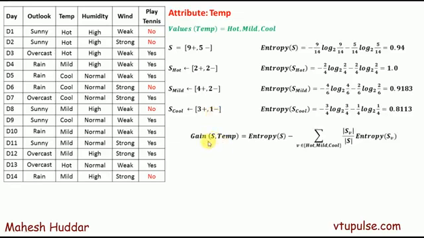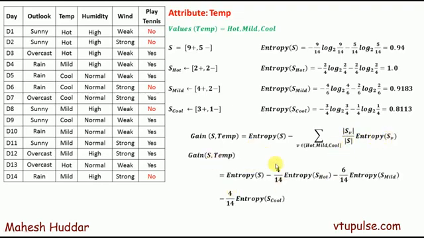Similarly, we use the gain formula, gain of temperature with respect to S, which is equivalent to entropy of S minus, in this case, these are the 3 values: hot, mild, and cool. So cardinality of S hot divided by cardinality of S, entropy of S hot, minus S mild divided by S, entropy of S mild, and the third time it will be cardinality of S cool divided by cardinality of S, entropy of S cool. So if you put those values, the gain of temperature with respect to S is entropy of S minus 4 by 14. That is the number of times hot is appearing, 4 times out of 14.